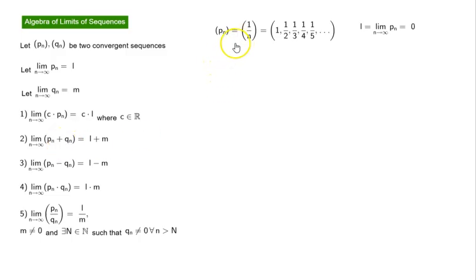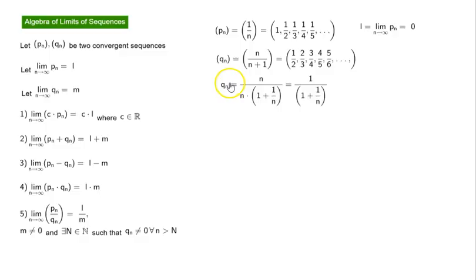Now for the next one, we require two sequences. We already have P sub n, so let's come up with Q sub n. Now Q sub n is equal to n by n plus 1, which is 1 by 2, 2 by 3, 3 by 4, 4 by 5, 5 by 6 and so on. Now let's figure out the limit of this. So Q sub n is equal to n by n plus 1. Let's take n common out of the denominator. So we have n by n times 1 plus 1 by n.